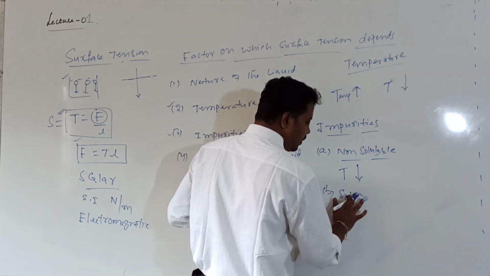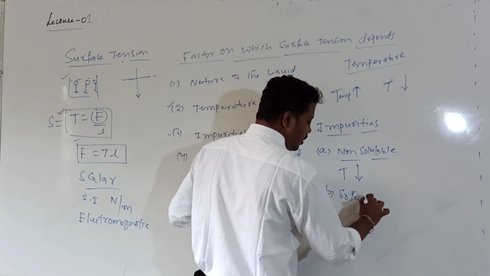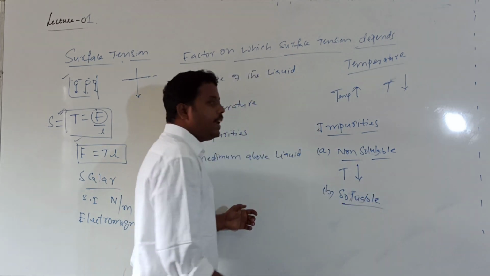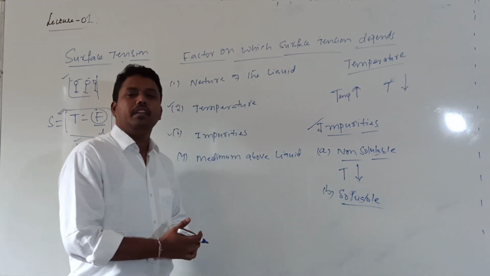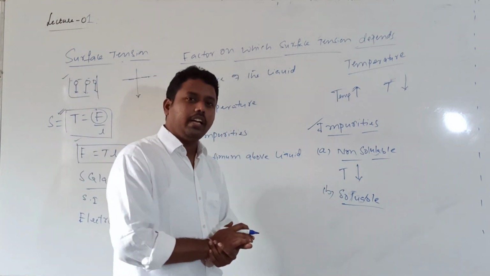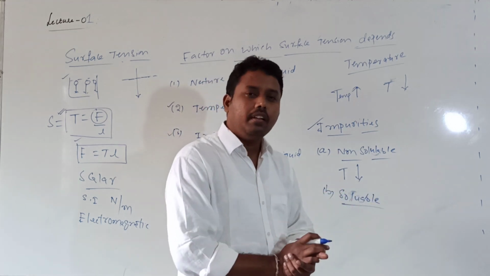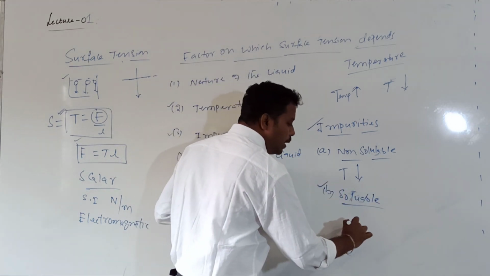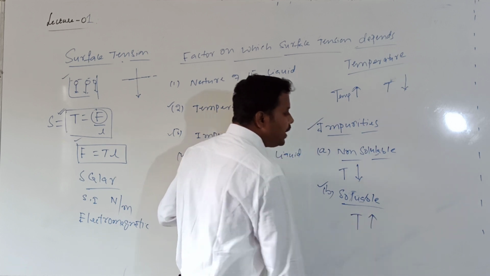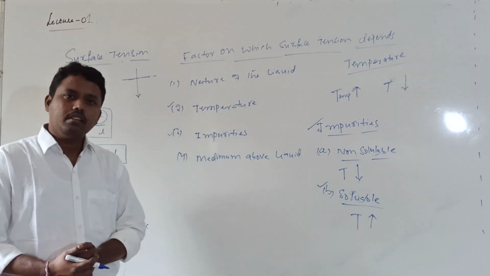In case of the solvable impurities, like salt, whenever I add salt to water, it will be completely solvable. Because of adding the solvable impurities, surface tension is going to increase. Are you getting it?